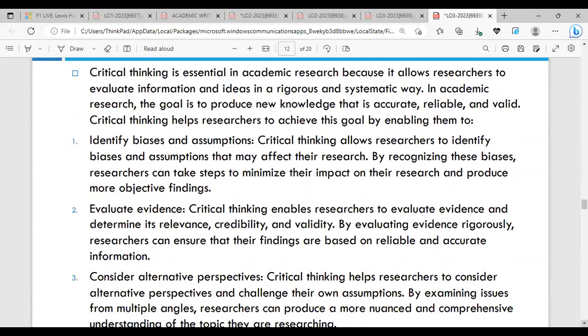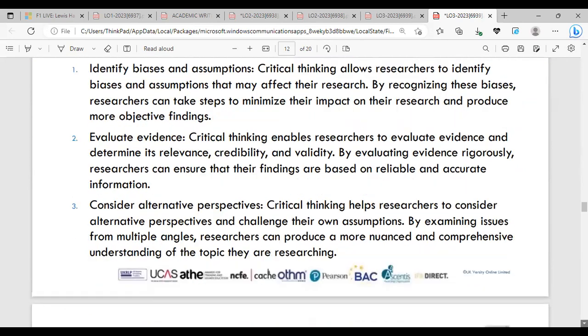identify bias and assumptions. Critical thinking allows researchers to identify biases and assumptions that may affect the research. So suppose this research is based on the local area. For example, a future researcher may pick a random sample conveniently. So we need to think about that as possible bias. Maybe the people you ask the questions, to minimize the impact on the research and produce objective results.